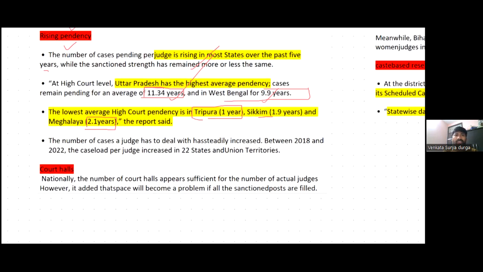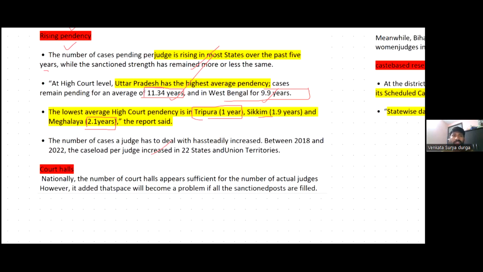The number of cases a judge has to deal with has steadily increased because of higher pendency. The number of cases a judge has to hear has been increasing steadily. From 2018 to 2022, the caseload per judge increased in 22 states and union territories. The caseload of judges has been increasing significantly.